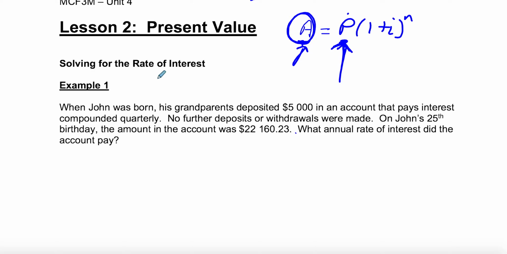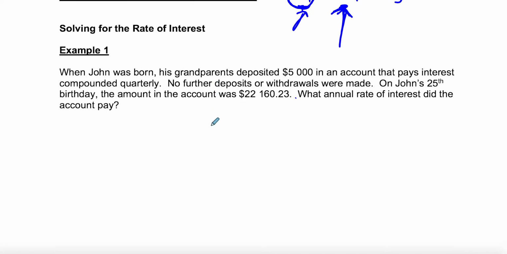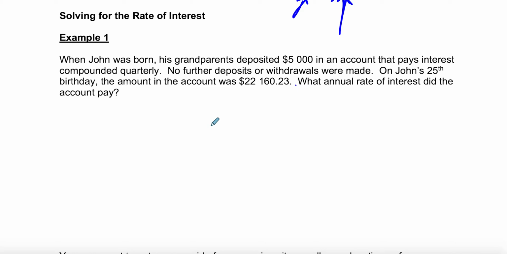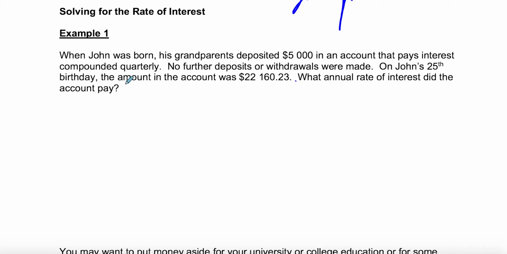Just first though, solving for the rate of interest. This is just a different example that you might see a question on at some point. When John was born, his grandparents deposited $5,000 in an account that pays interest compounded quarterly. So all of those are important key pieces of information. No further deposits or withdrawals were made. So it was a one-time deposit of $5,000. And then on John's 25th birthday, so for 25 years, the amount in the account was $22,160.23. What was the rate of interest?